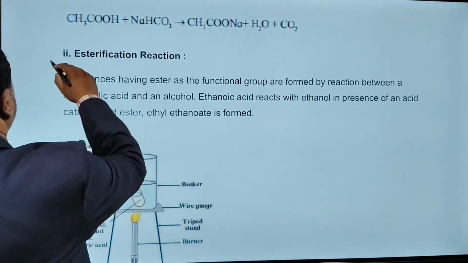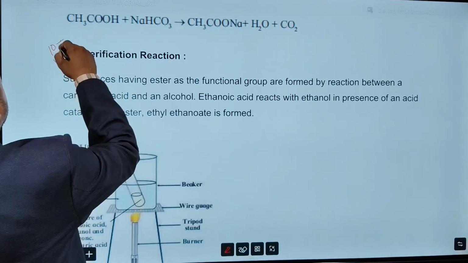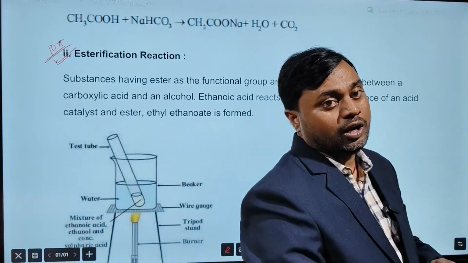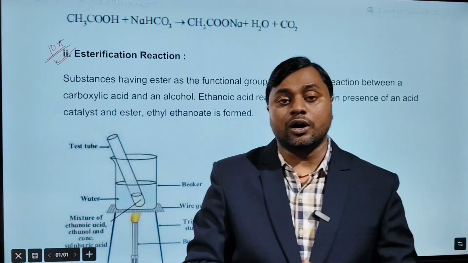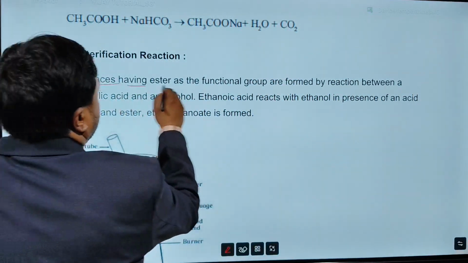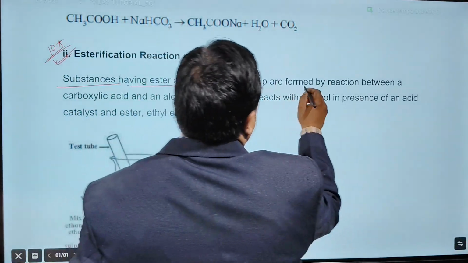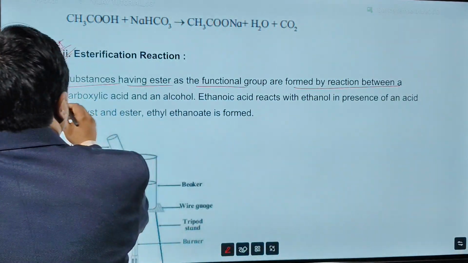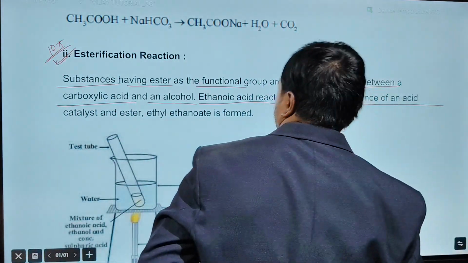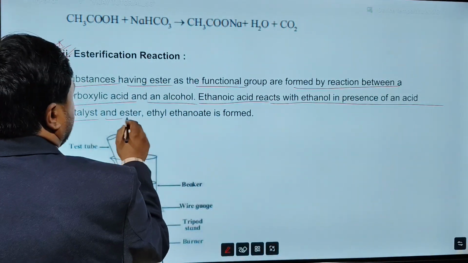It is very important. You can consider this as a 10-star question. What happens when ethanoic acid reacts with ethanol? It will give you a fruity smelling compound called an ester. Substances having ester as the functional group are formed by the reaction between a carboxylic acid and an alcohol. Ethanoic acid reacts with ethanol in the presence of an acid catalyst.